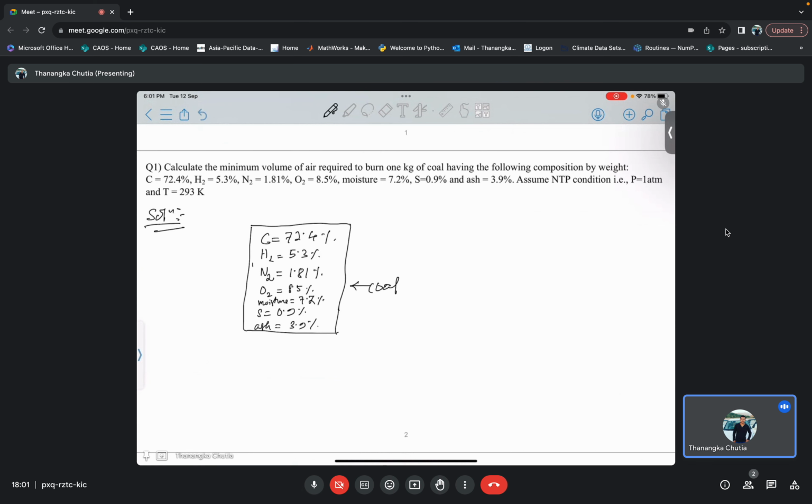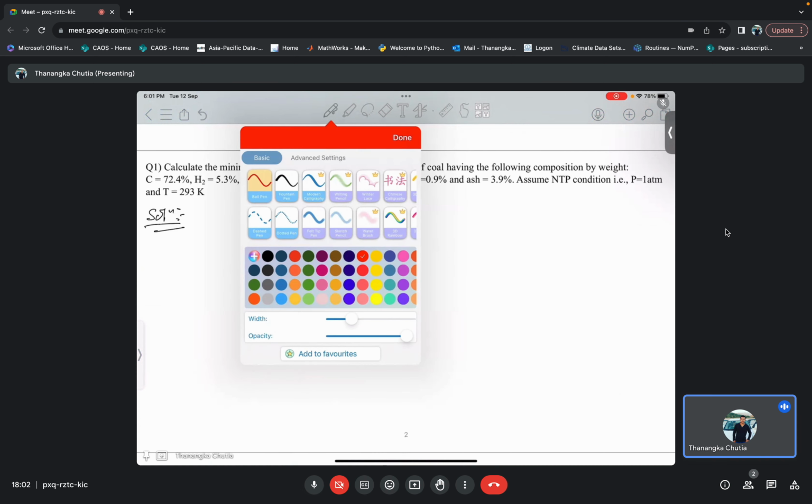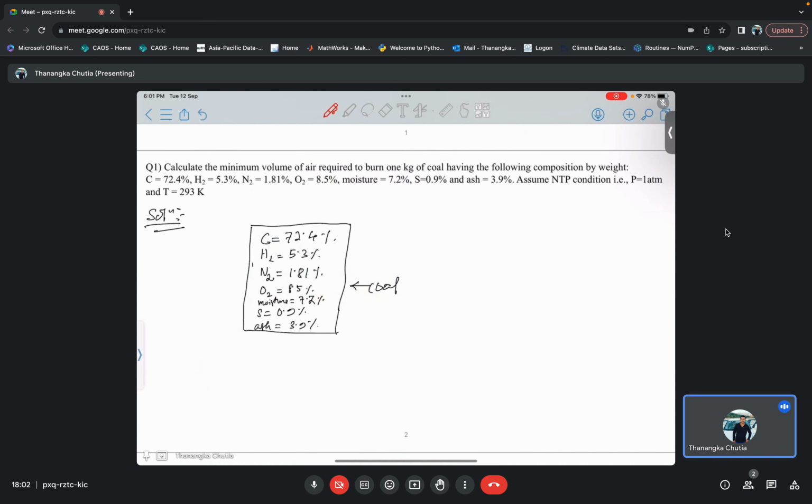So if you want to oxidize or burn this coal, you have to pick out which are the components of the coal that are eligible for burning, that means that can undergo oxidation or combustion. So carbon, this is one. Hydrogen, this is one. Nitrogen is an unreactive component, so it will not go through reaction. Oxygen is already there, moisture is already oxidized, and one more part, that is sulfur. So these three components present here will undergo oxidation.